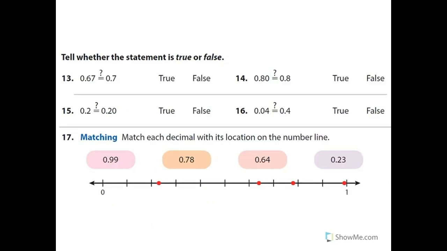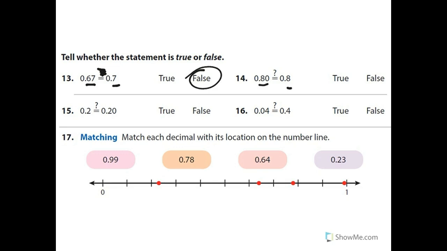Alright, let's move on to some true or false statements. Tell whether the statement is true or false. I'm going to solve 13 and 14 with you, and then I want you to do 15 and 16 on your own. Alright, so we've got 67 hundredths and 7 tenths. Are they equal? No. Just mark that out. Let's say false.